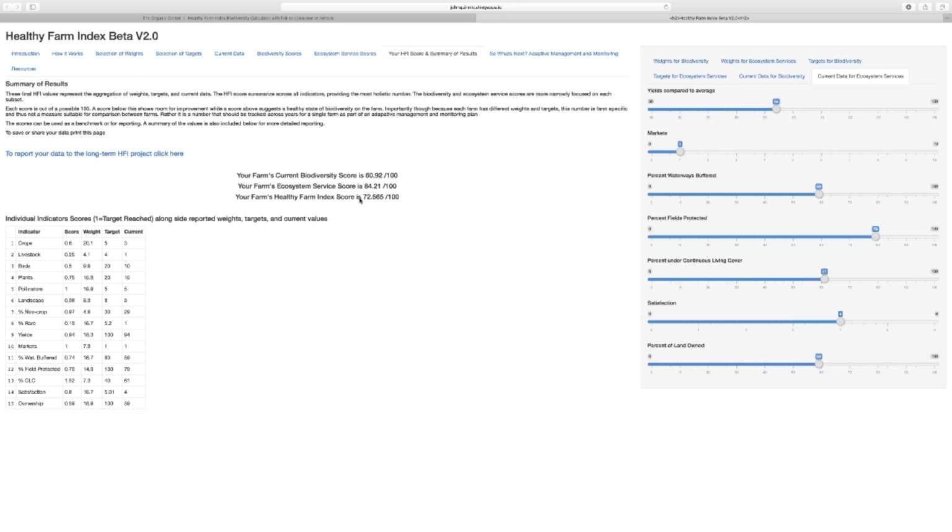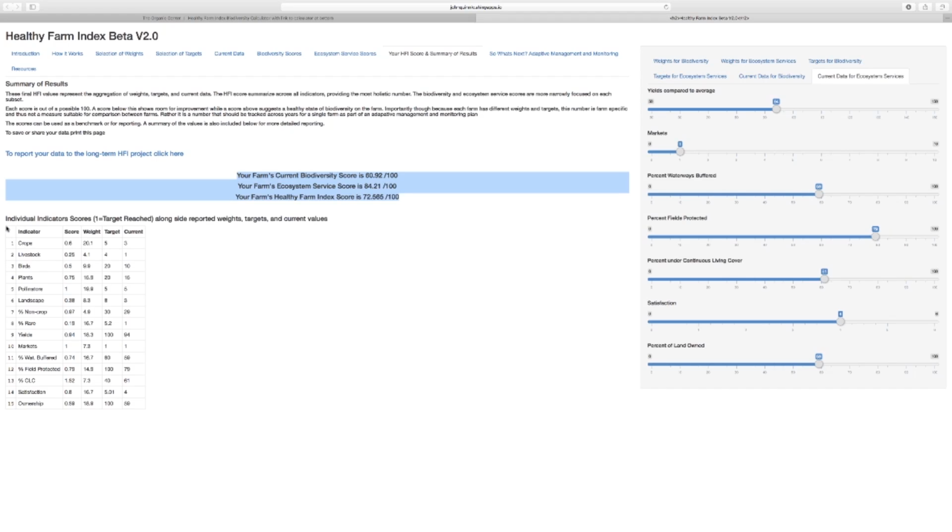But the table here gives you 3 values, scores for biodiversity, ecosystem services, and then an overall Healthy Farm Index. These 3 scores represent the weights, the targets, and the current biodiversity for your farm. And so they're an aggregate multi-criteria index. A higher score says you are closer to your goal, but a higher score doesn't mean it's necessarily better than another farm. This score reflects the objectives, the values, the targets of an individual farm. And so you have to be cautious about how you report those numbers.